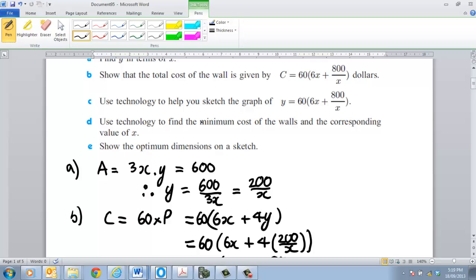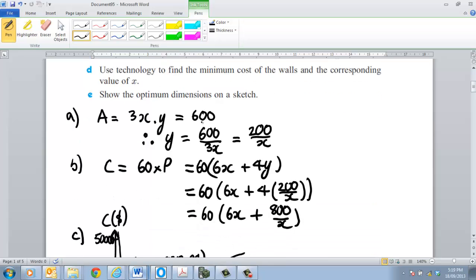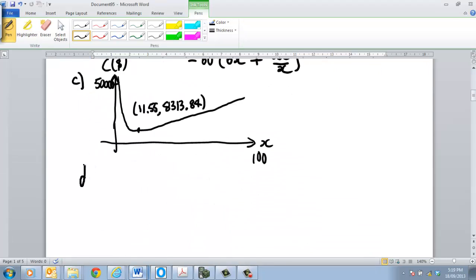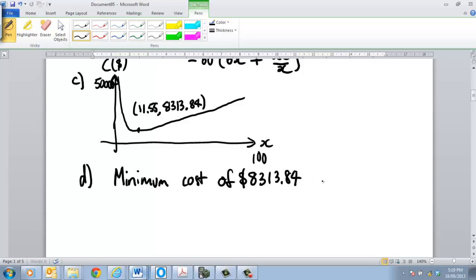So use technology to find the minimum cost of the wall and the corresponding value of x. Well, we just read that information off the graph. So minimum cost of, so it's really about interpreting your answer here. Okay, $8,313.84. So that's how much it's going to cost, $8,313.84 when x equals 11.55 meters. Alright, so there are my two values that I'm reading off my graph there.